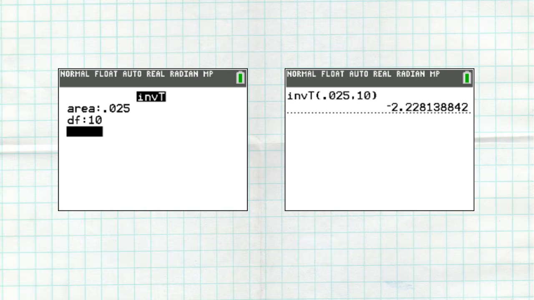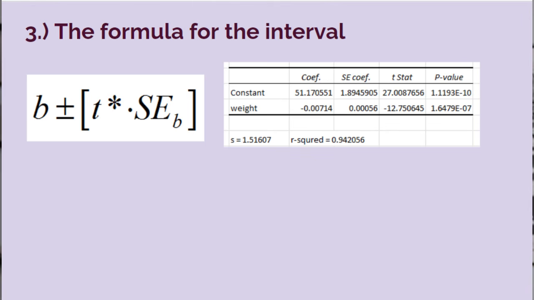Then we're going to put the degrees of freedom. For this problem, that would be 10 because we had 12 cars, minus 2, 10 degrees of freedom. Now, the next thing we need is the standard error of the sample slopes. But again, you don't have to use that crazy ugly formula to construct it. It's literally right next to the slope in your computer regression analysis. So if you just find the slope in that table, the negative 0.00714, literally right next to it is a column for standard error, and that's where we get the standard error, 0.00056.